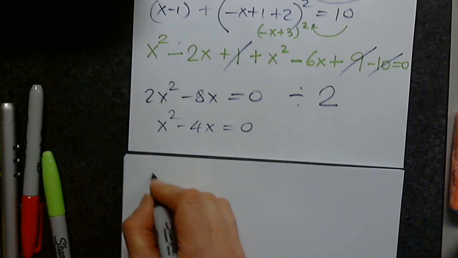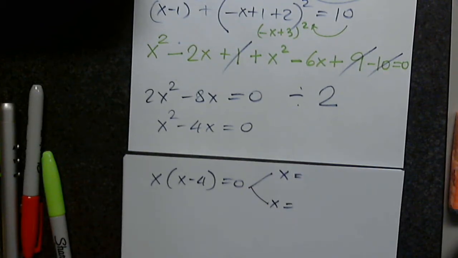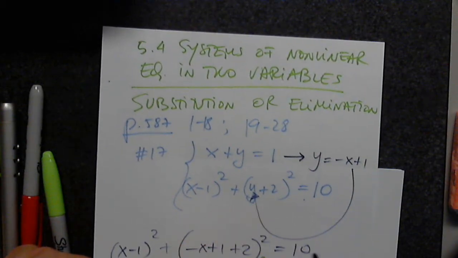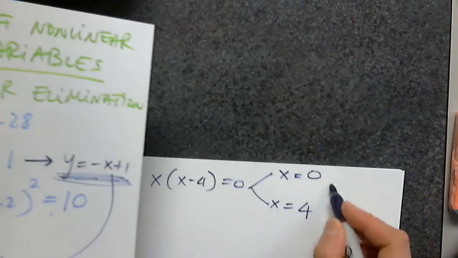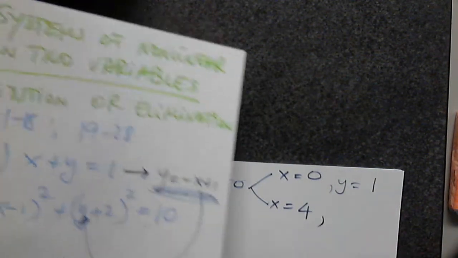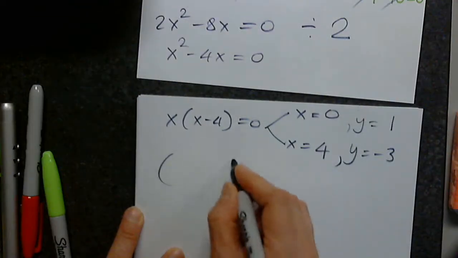I will have to factor out x. So I have x equals 0 and x equals 4. Very good. This is not good enough. It's very good, but not good enough because it's a system and I have to have ordered pairs. So I have to go back to this equation. With x equals 0, how much is y? Very good. With x equals 4, how much is y?